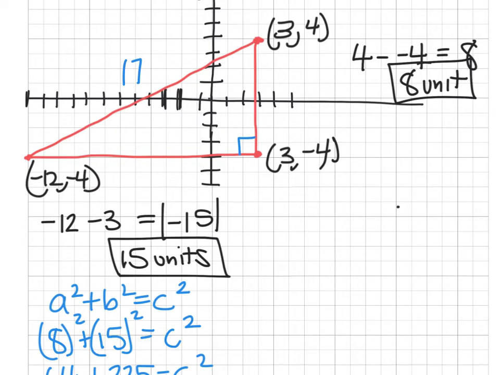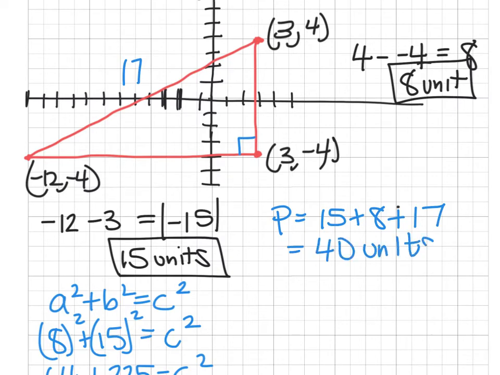So we can go ahead now and find the perimeter. So for our perimeter, we have 15 plus 8 plus 17, and that gives us 40 units. I'll highlight that. And again, that was from our 15, our 8, and our 17 for perimeter.